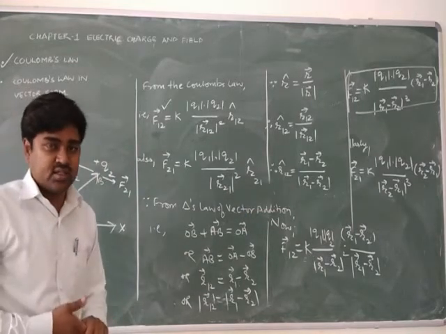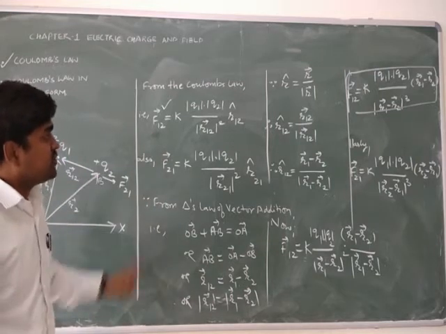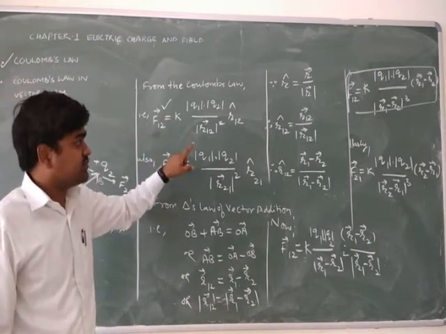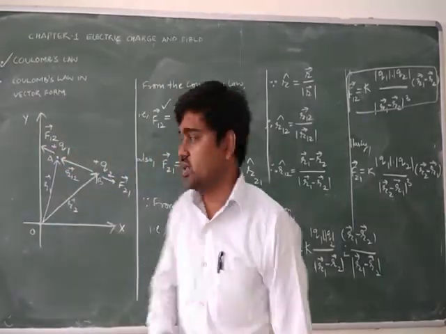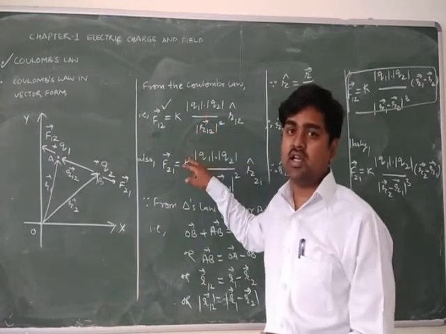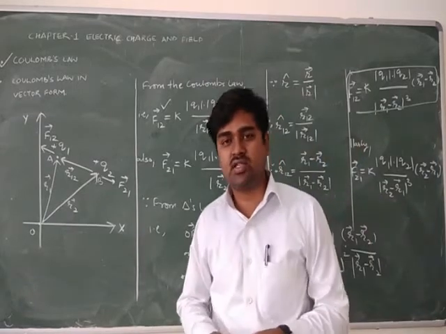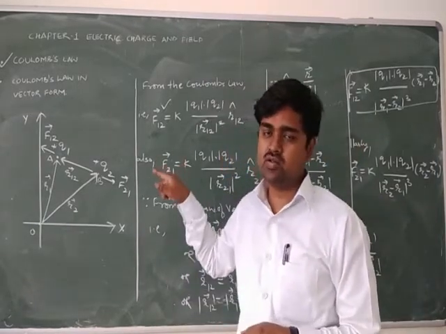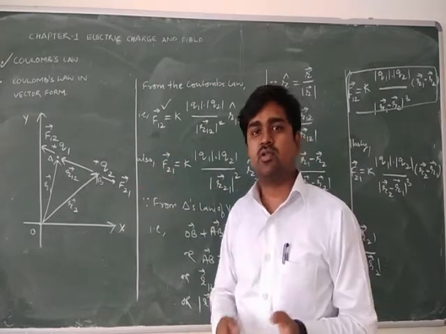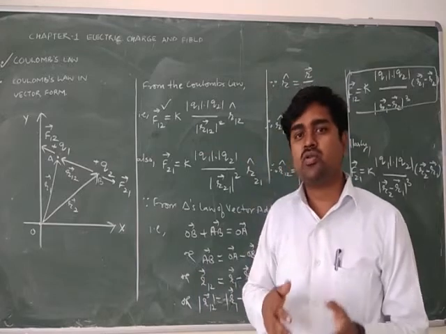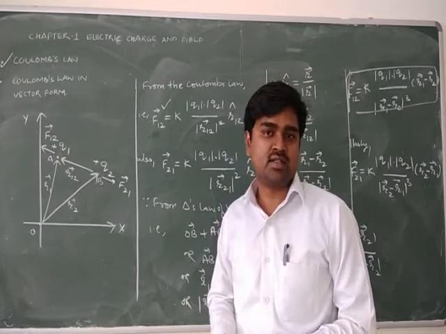For the calculation, I have taken this force. To calculate this force in terms of position vectors, we have to use the triangle law of vector addition. Actually, these two terms are not completely in vector form, because initially we have taken the position vectors of the two charges. So we have to write these two terms, F12 and F21, in terms of position vectors. To derive these two equations in terms of position vectors, we have to use the triangle law.